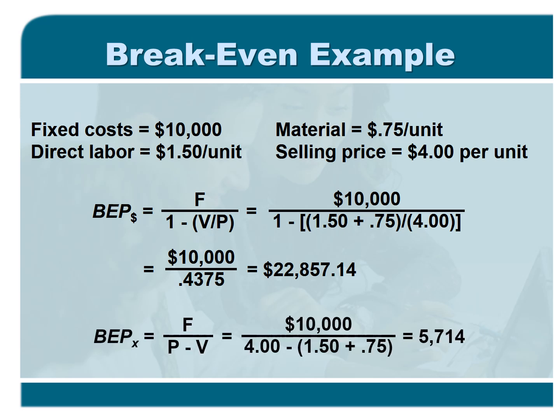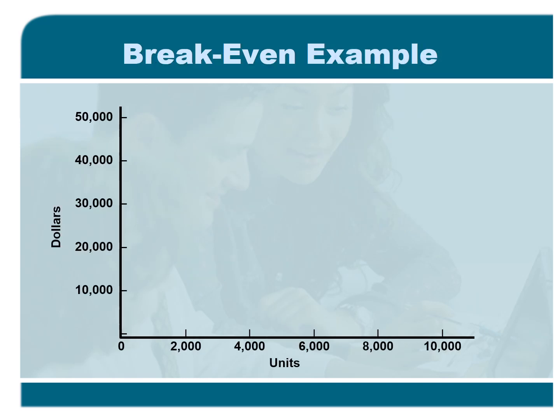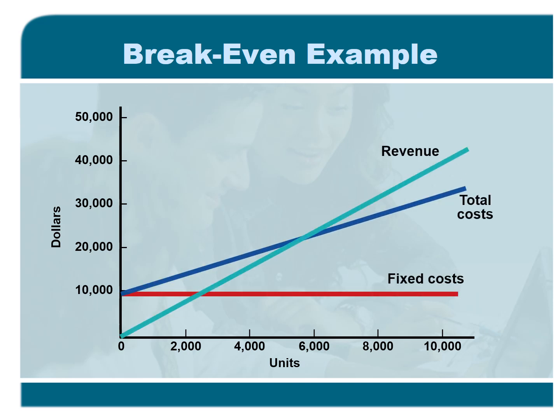The units would be this way: 10,000 divided by the selling price minus the cost to make it, which means you have to make 5,714 parts before you even break even and start to make a profit. So here you can see from the chart you're losing money over here, and on the right is where you start to make money because the break-even point is at 5,700 parts, and the cost is a little over $20,000.